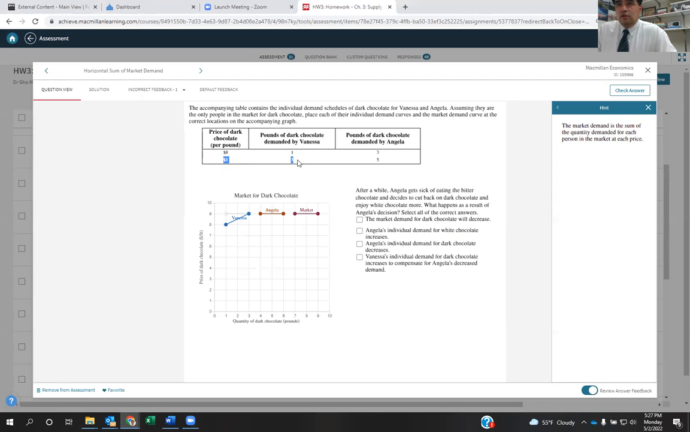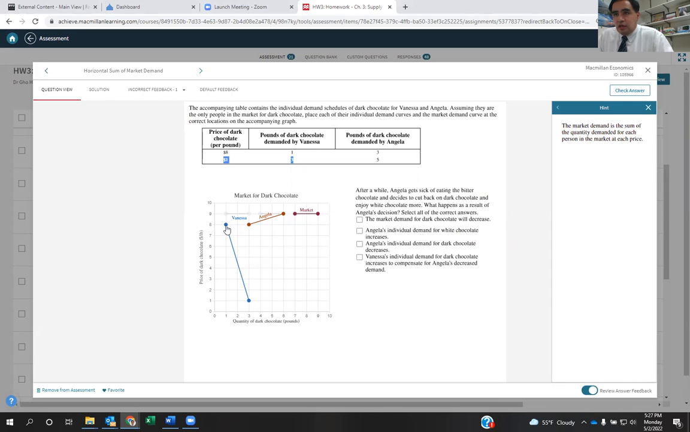At $1, she will demand 3 units of chocolate. So let me go down to right there. Okay, let's go a little bit so you can see better. Next, we have Angela at $8. The market demand is for 3. So that's right there. And while we're at it, what is the entire market?